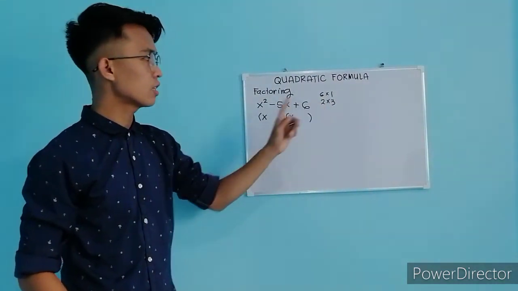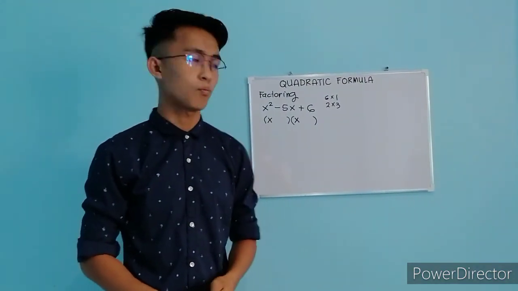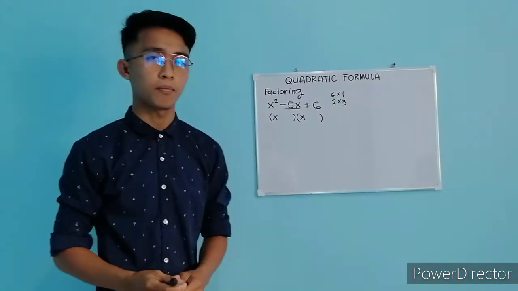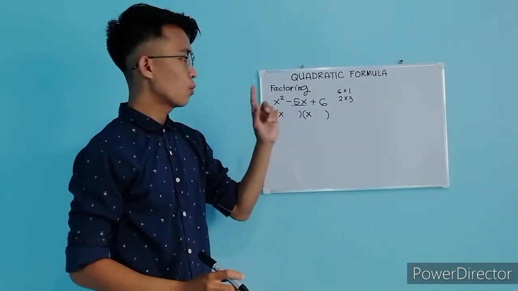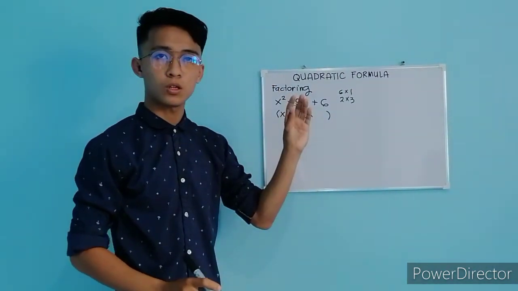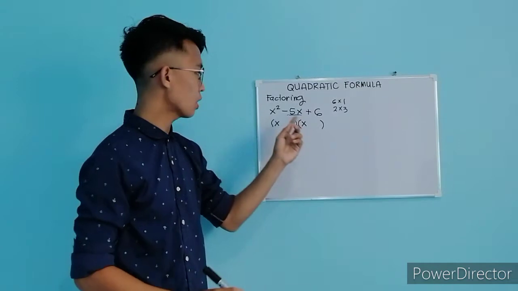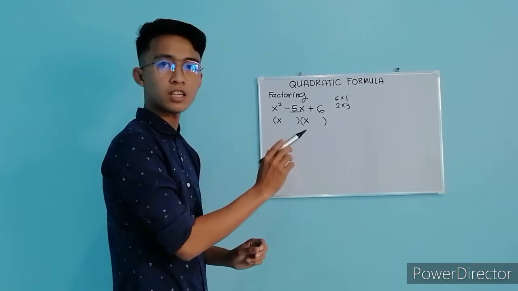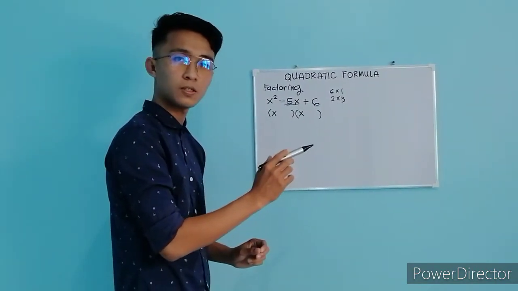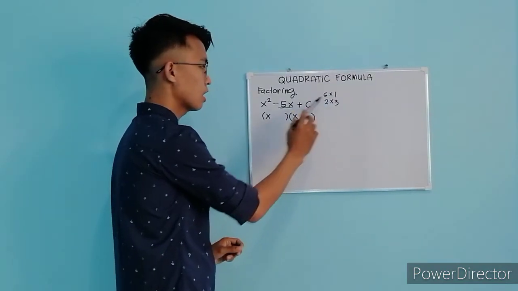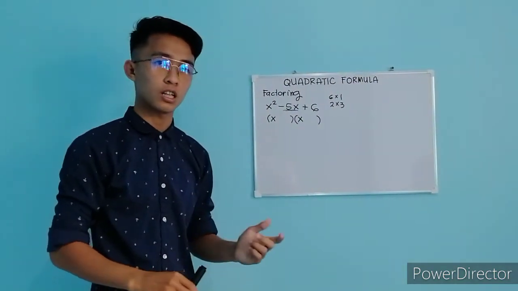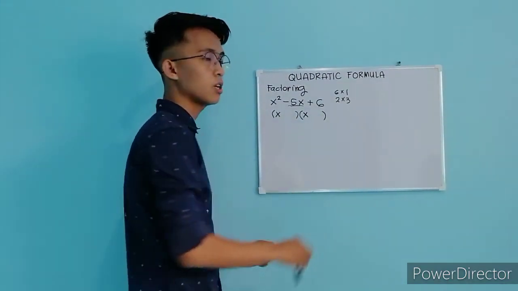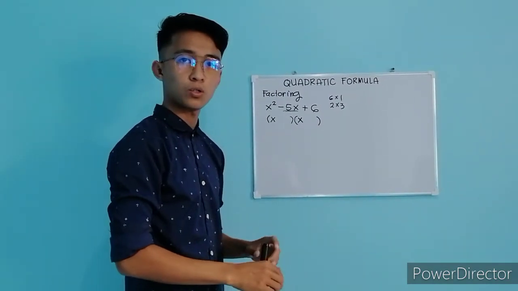But in considering the factor of 6, or the constant term, we need to consider the middle term. We have negative 5. So by that, we need to find the factors of 6 that, when we add them, should be equal to the middle term. So let's say 6 times 1. When we multiply 6 and 1, the answer is 6. But when we add 6 and 1, is the answer 5? Of course not, because 6 plus 1 is 7. So it means that 2 and 3 would be our factors for 6.